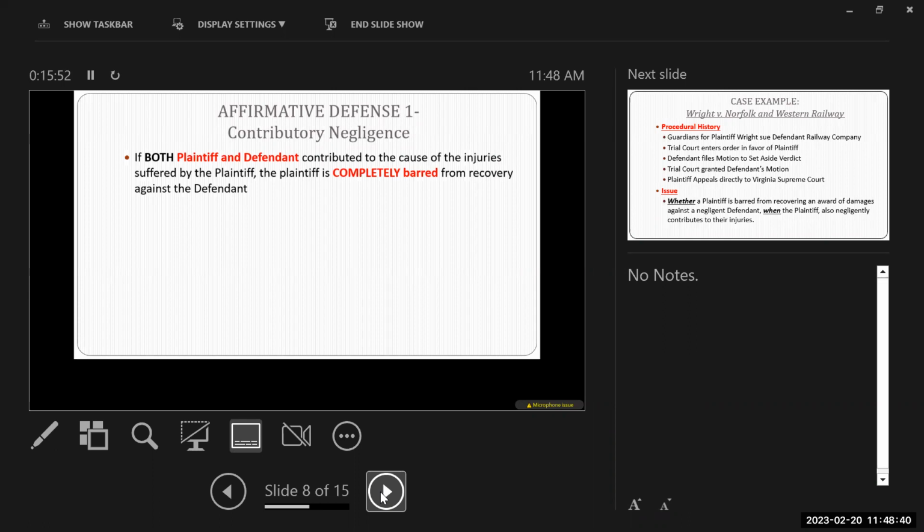Plaintiff comes in, establishes all four prongs of negligence by preponderance of the evidence. Defendant comes in and essentially establishes all four prongs of negligence against the plaintiff. Now that we have a preponderance of the evidence of both parties being negligent, under the doctrine of contributory negligence, plaintiff may not seek recovery from the defendant.